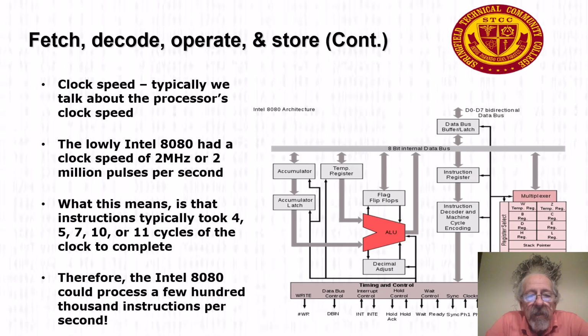Now, some other comments. Clock speed. Typically, we talk about the processor's clock speed. It gives us an idea how powerful it is or how fast it is. The lowly Intel 8080 had a clock speed of 2 megahertz, or 2 million pulses per second. What this means is that instructions typically took 4, 5, 7, 10, or 11 cycles of the clock to complete. Therefore, the Intel 8080 could process a few 100,000 instructions per second. Today, our clock speeds are up in the gigahertz region.